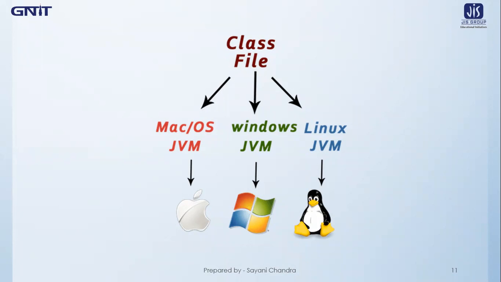But Java programs don't vary. A Java program doesn't vary depending on the platform. Java programs will run on any platform. It is independent of the platform. That's why Java programs are called platform independent.